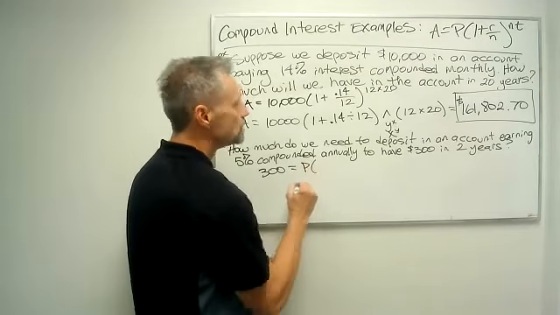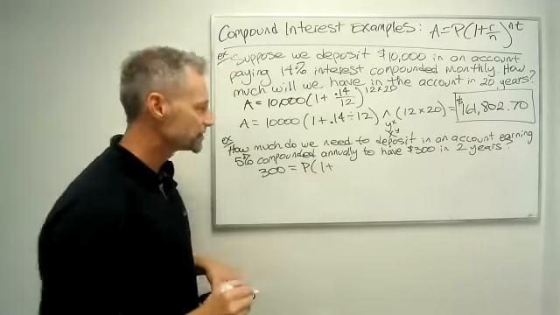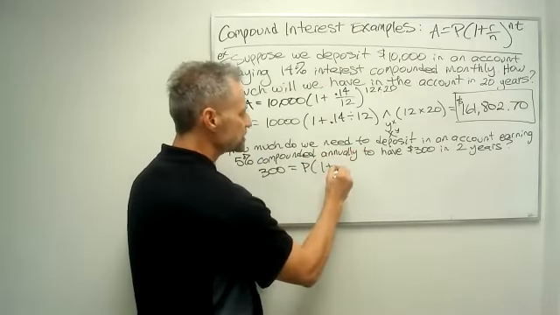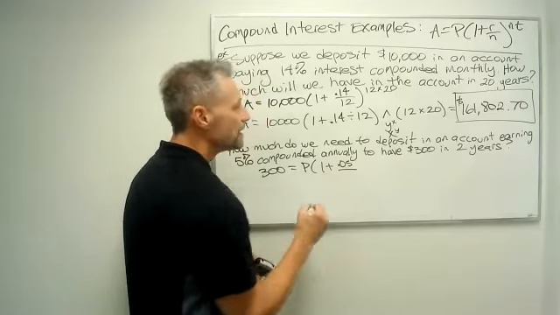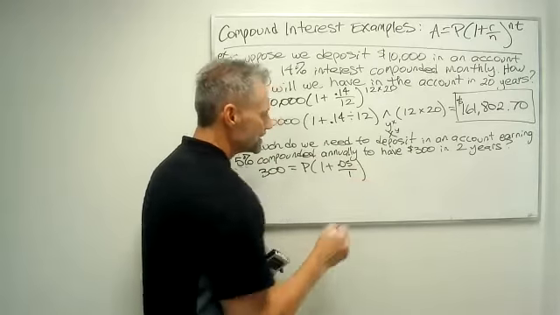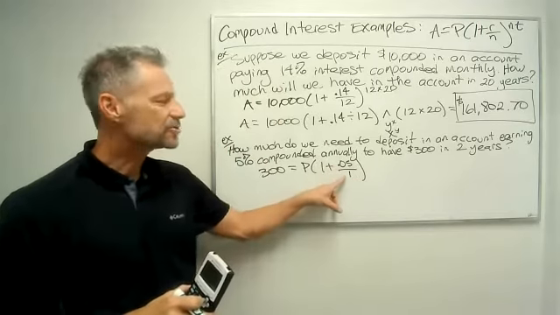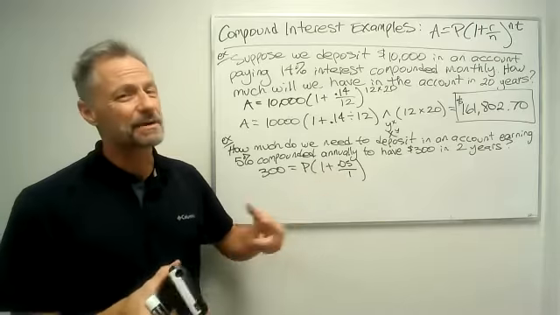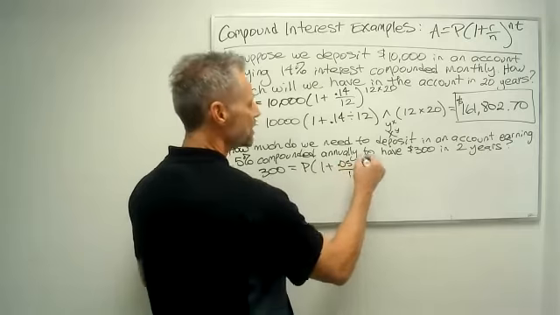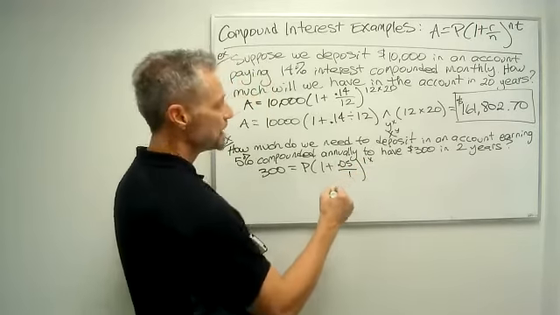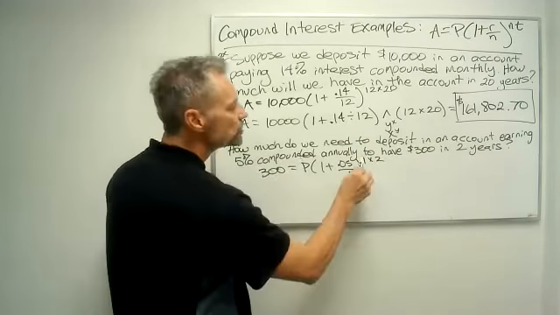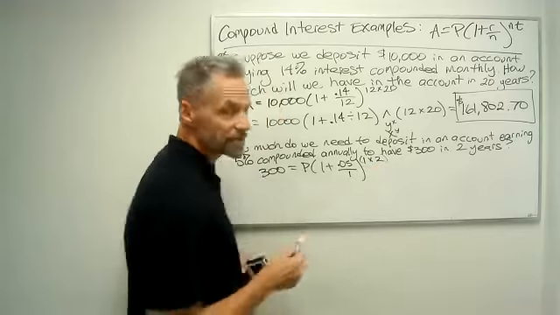P we don't know. 1 plus, well, R is the interest rate, 5%, change that to 0.05. And this time it's annually. Annually just means once a year. Now here's a little hint. If it's annually, you really don't need to divide by 1 because dividing by 1 doesn't change the 0.05 or any other number there. And then raised to the power N times T, 1 times, well, our time was 2 years. So again, make sure when you raise that to a power, do put that in parentheses.